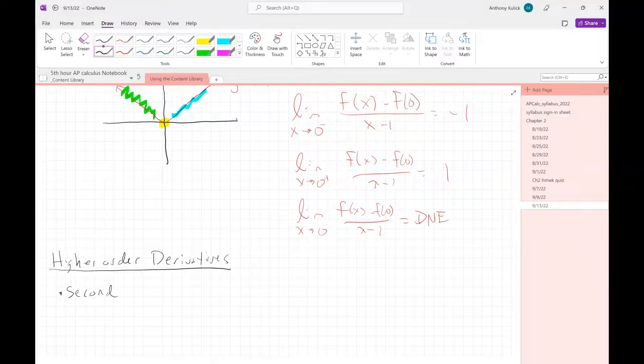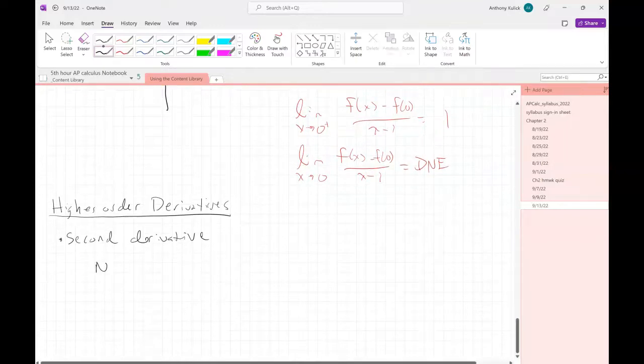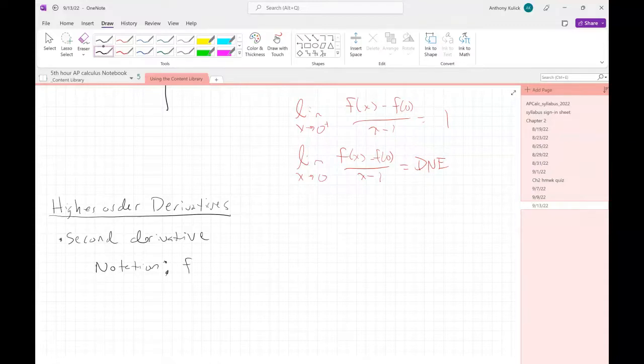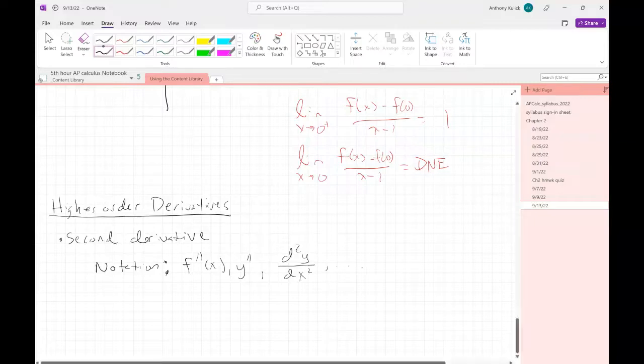I've kind of mentioned this already, but you can take the derivative of a derivative. We call that the second derivative. The notations there, we'd use like f double prime of x, or y double prime, or d squared y over dx squared, etc.